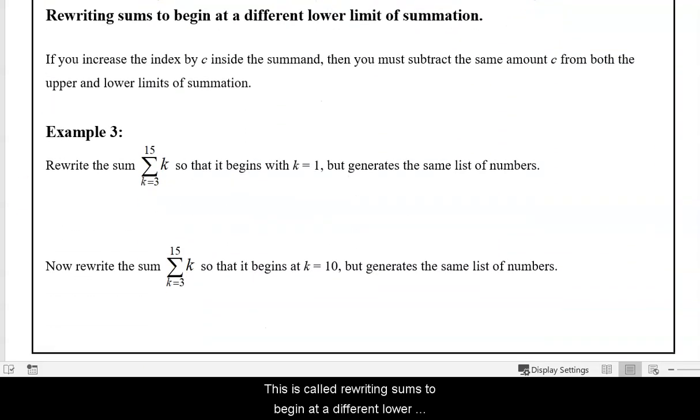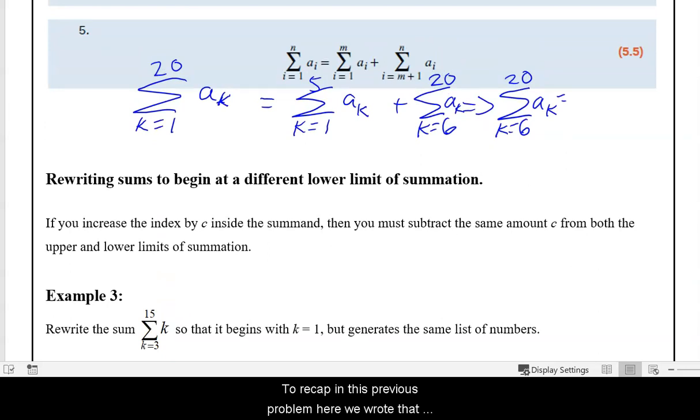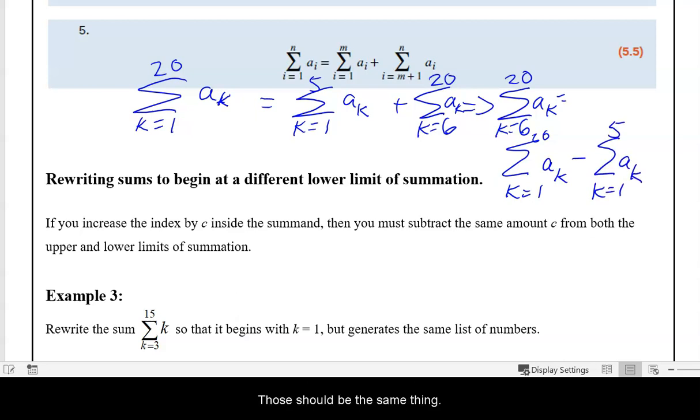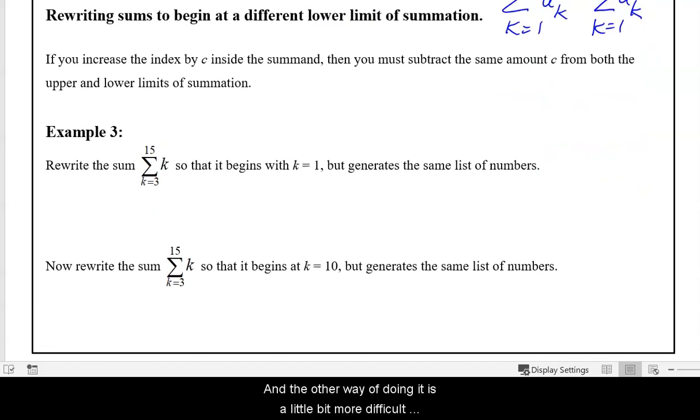This is called rewriting sums to begin at a different lower limit of summation. To recap, in this previous problem here, we wrote that we could find the sum from 6 to 20 by taking the sum from k equal 1 to 20 and subtracting from that the sum from k equal 1 to 5. Those should be the same thing. There's another way of doing it, however, and the other way of doing it is a little bit more difficult in notation form, but is easier in actual examples.